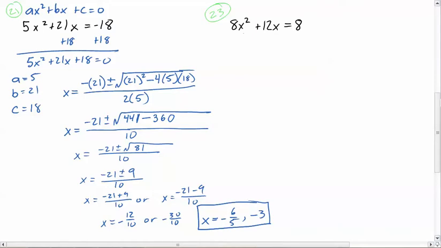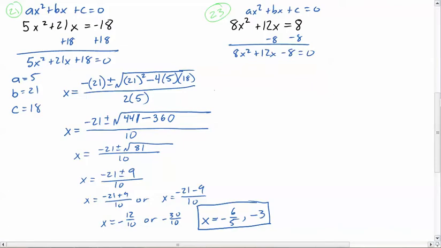Here we go. Last quadratic formula for the day. So here we go. Ax squared plus bx plus c equals 0. We need to move the 8. Let's go a little bit faster this time. We've done it a couple of times now. So here we go, plus 12x minus 8 equals 0.